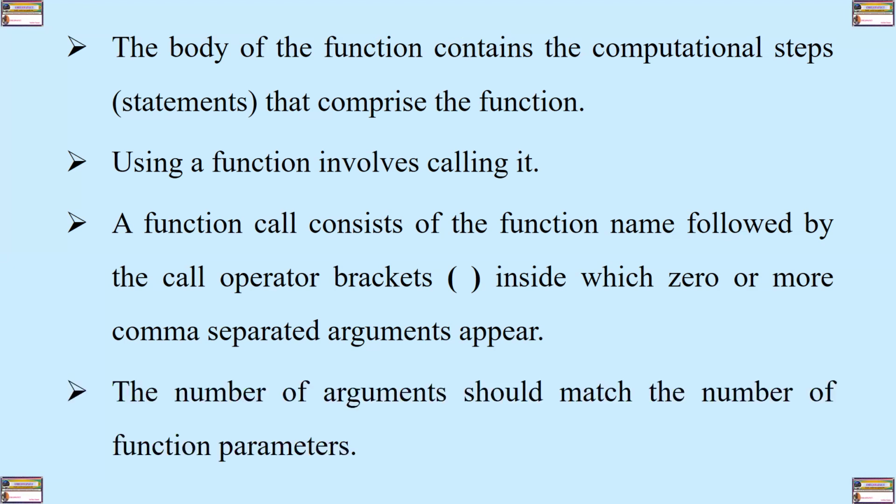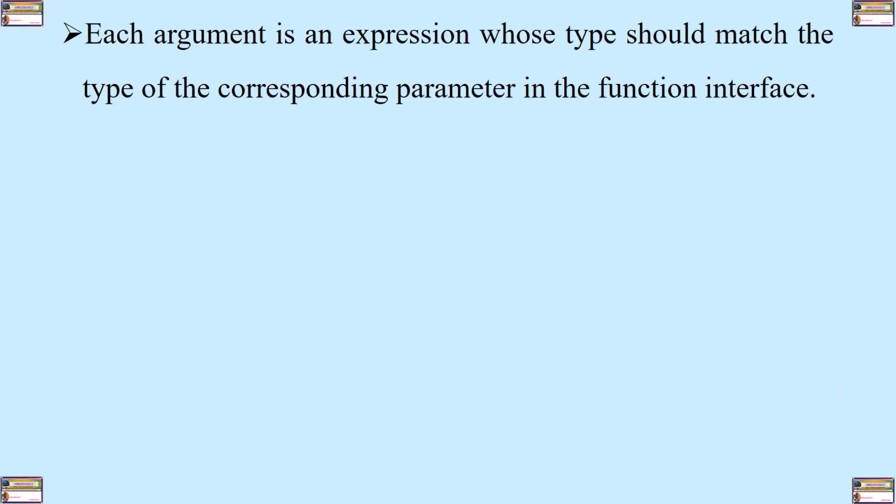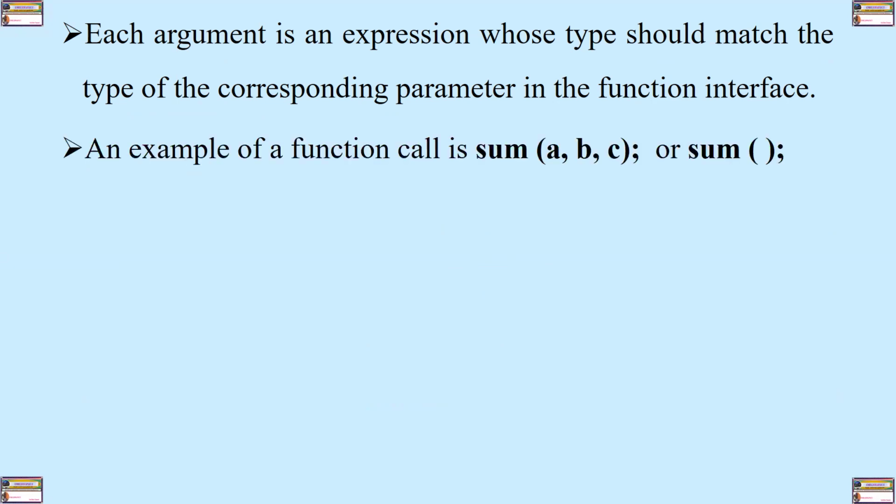The number of arguments should match the number of function parameters. So if a function is going to receive one parameter, then you need to pass to it one argument. If a function is going to receive two parameters, you need to pass to it two arguments. If a function is going to require three values, that is three parameters, you need to pass to it three values, or what we are calling three arguments, etc. Each argument is an expression whose type should match the type of the corresponding parameter in the function interface.